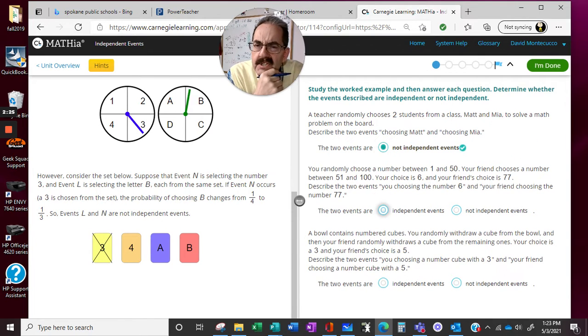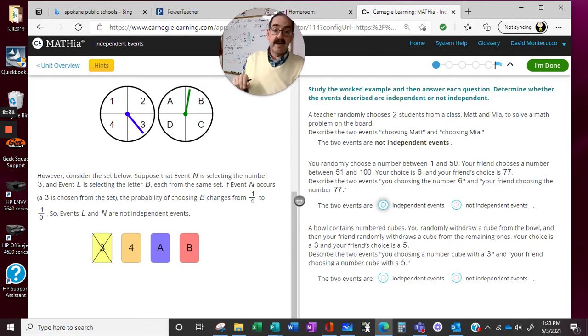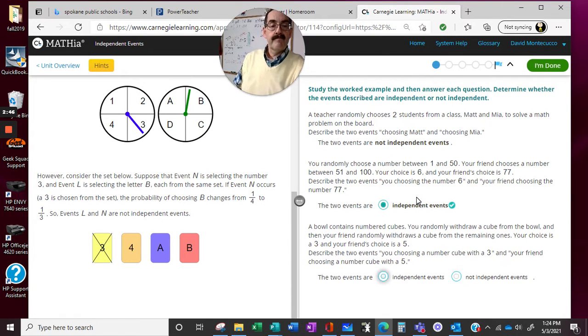See, it's confusing, isn't it? So first I picked Matt out of the class. Then I got Mia, so it did affect each other, didn't it? Because there was less the second pick. You randomly choose between 1 and 50. Your friend chooses between 51 and 100. Your choice is 6. Your friend's is 77. 2 totally different buckets. Independent.